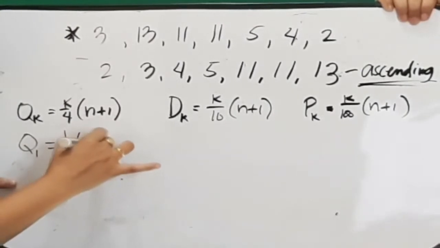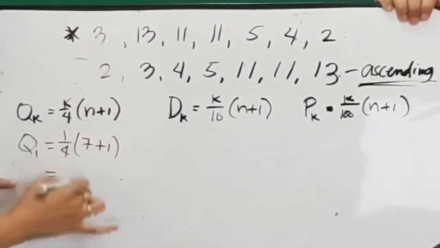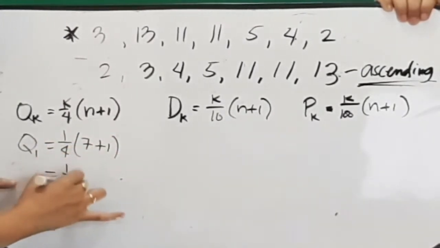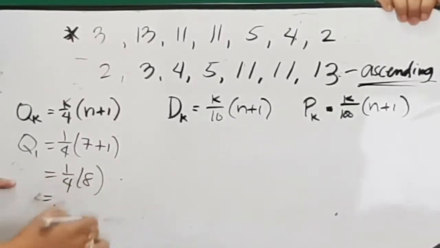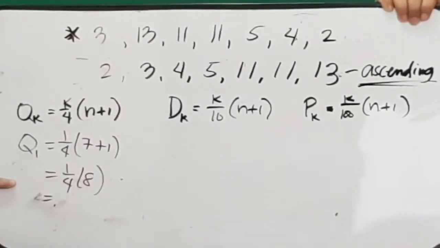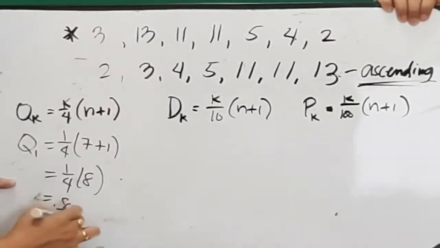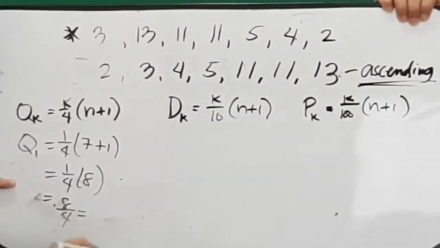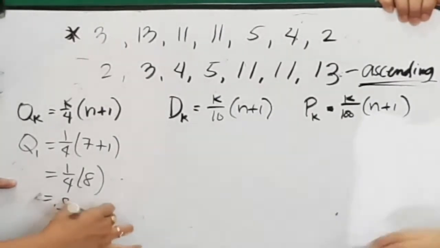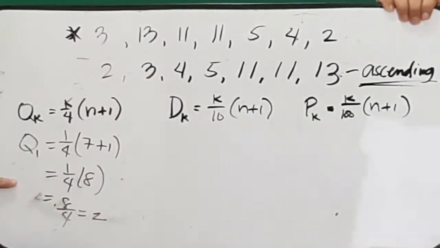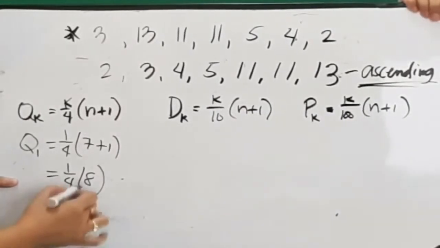So we have here 7 plus 1. Now simplifying, 7 plus 1 is equal to 8. So therefore, we have here 1/4 times 8, and 1/4 times 8 is equal to 8 over 4. Simplifying 8 over 4, that is equal to 2. Okay? 8 divided by 4 is equal to 2.